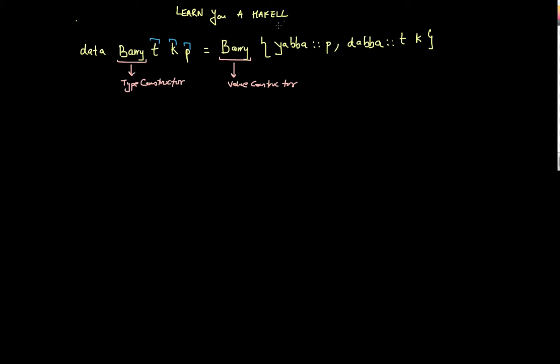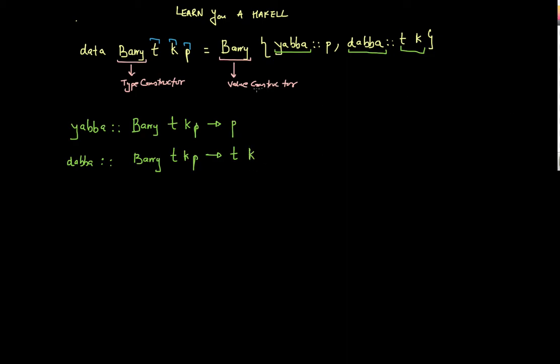And what I'm going to do now is take the obvious that is apparent from this definition, where I'm just going to revisit my type signatures. I'm just going to rewrite some of my type signatures that can be easily deduced from these definitions. So for example, if I look at the first field Yabba, it has a type signature where it takes in some value of type Barry T K P, and it gives you back an output, some value of type P. If I look at the second field Dabba, I know now that it has a type signature that it takes in some value of type Barry T K P, and it gives you back some value of type T K.